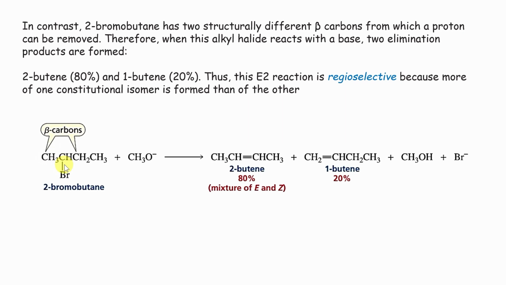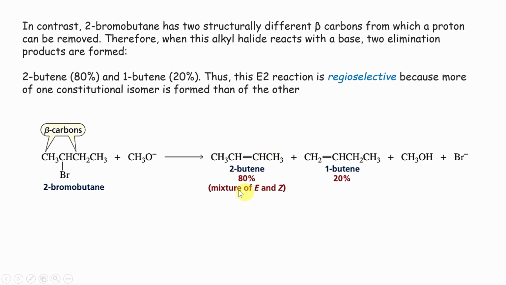Therefore, when this alkyl halide reacts with the base, two elimination products are formed. One is 2-butene and the other is 1-butene. 2-butene is formed by removing a proton from this beta carbon atom, and 1-butene is formed by removing a proton from this beta carbon atom. So we will get 2-butene and 1-butene. Two alkenes, or two products, are obtained.